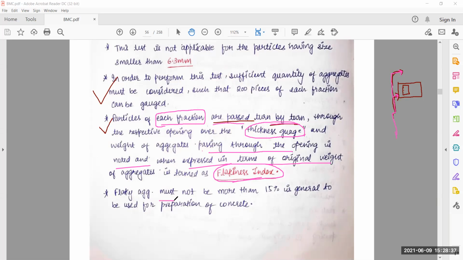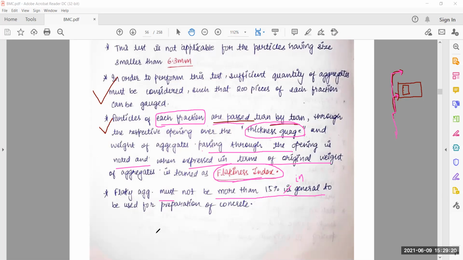Flaky aggregate must not be greater than 50% in general for use in the preparation of concrete. So our IRC says our flakiness index value should not be greater than 50% for preparation of concrete. I already discussed where we prepare concrete, for manufacturing of cement concrete road. During preparation of concrete, we do not require more than 50% flaky aggregate, that means we do not require more than 50% flakiness index value.